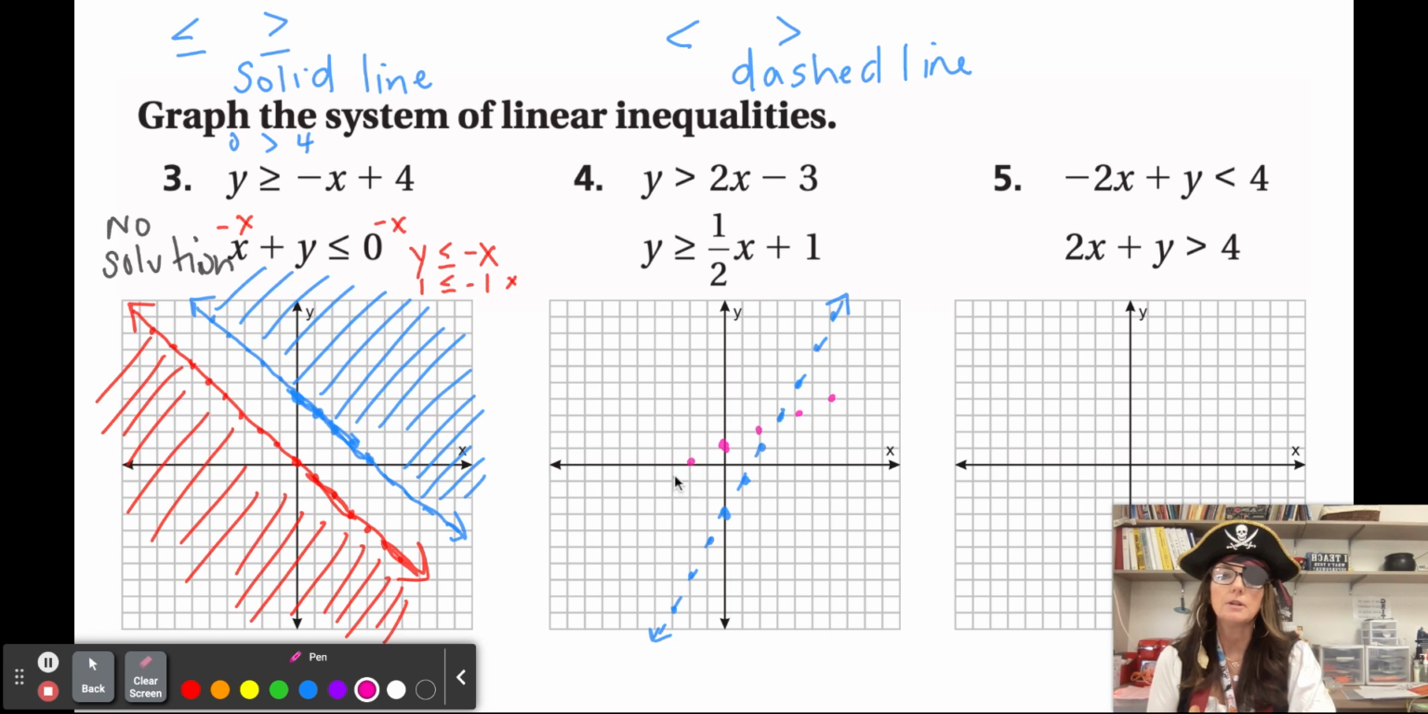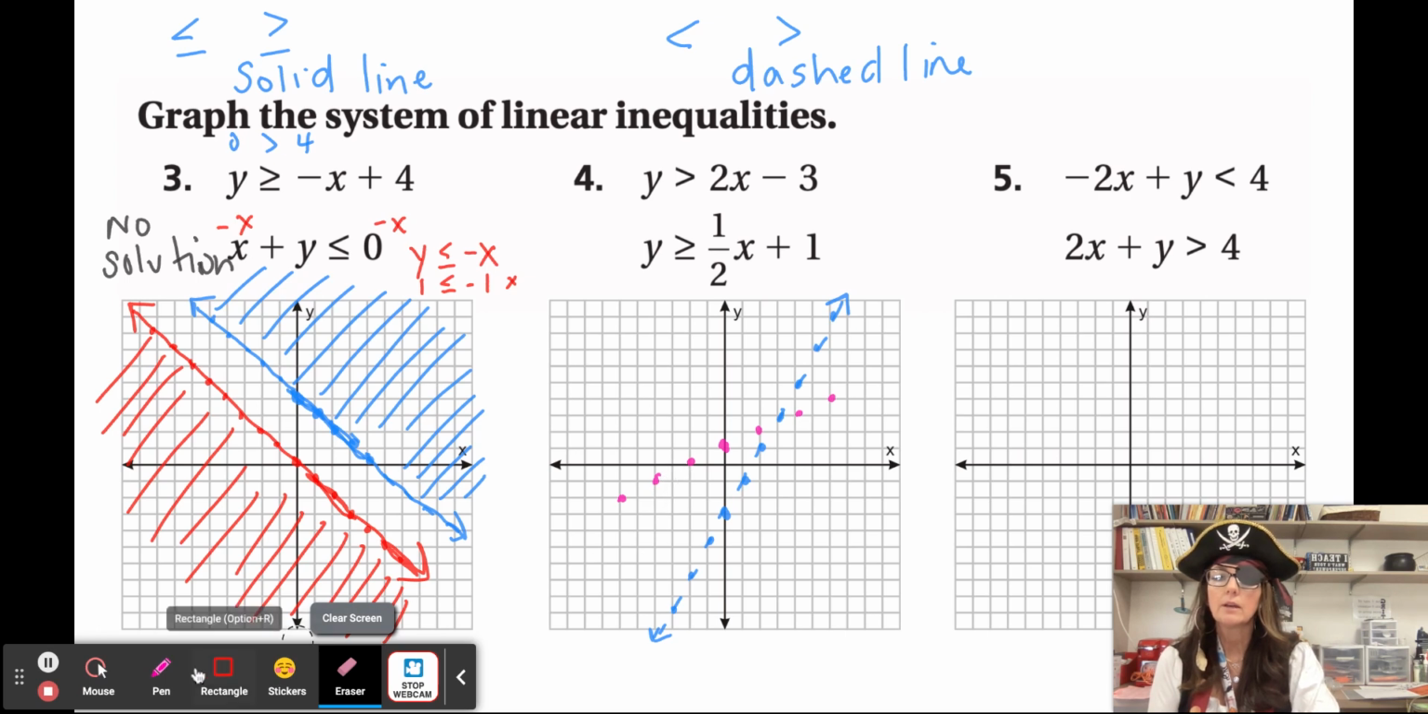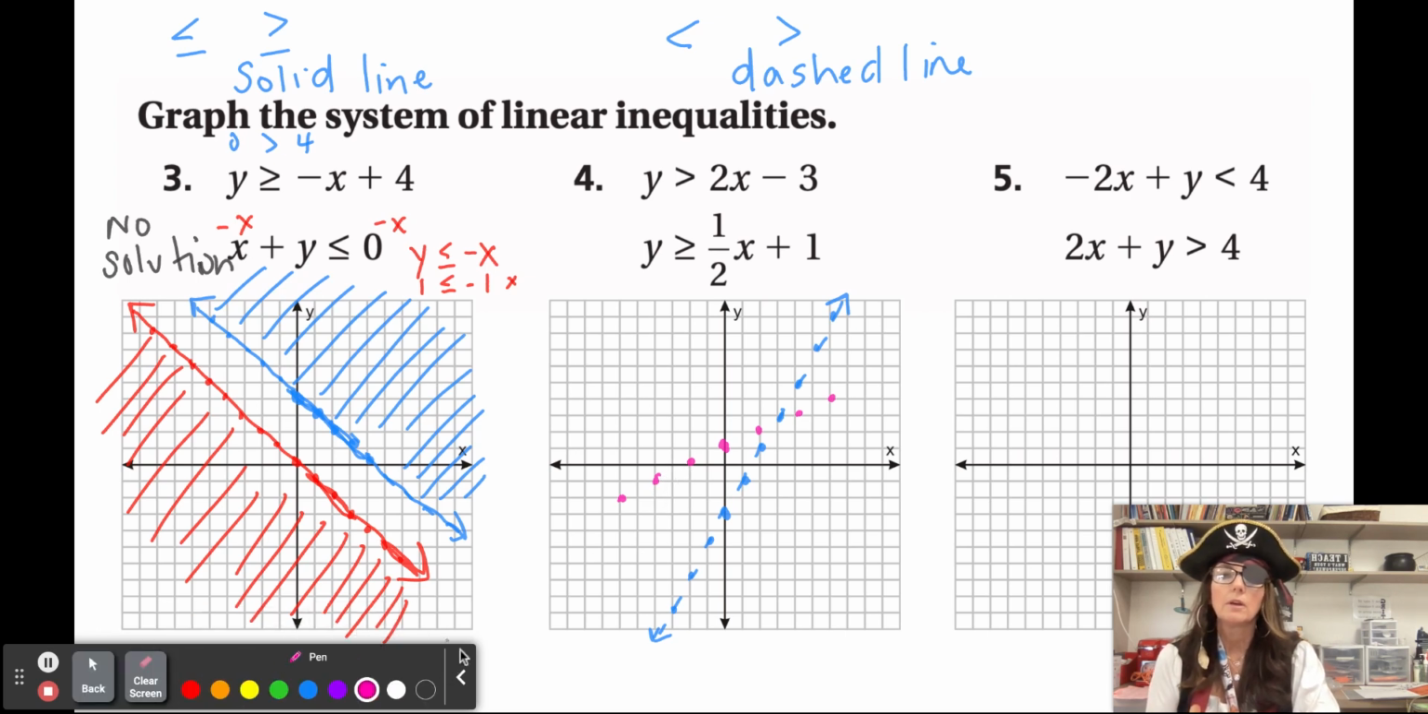I forgot to shade in the blue line. We need to go back. Oop, I forgot to go 2, didn't I? Down 1, back 2. Let's get rid of this silly little line. All right, so I'll draw this line, and it's a solid line.